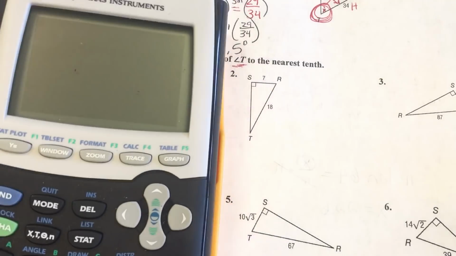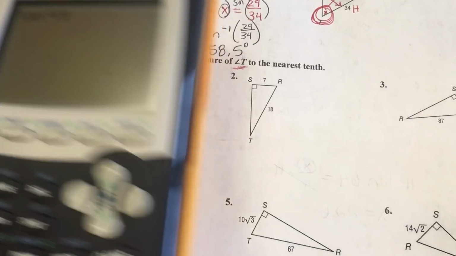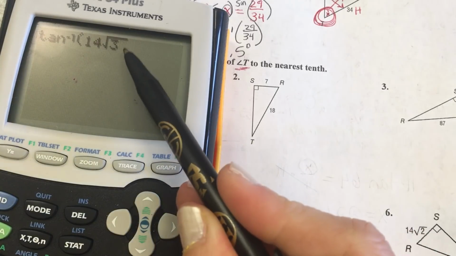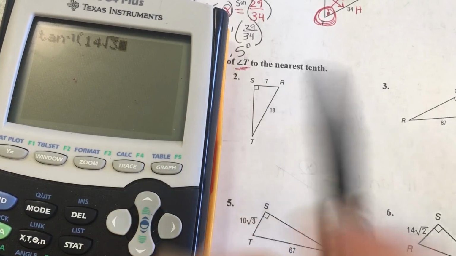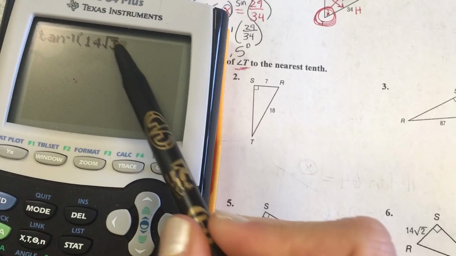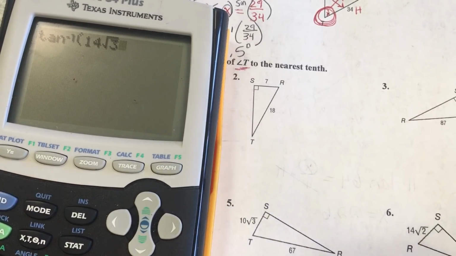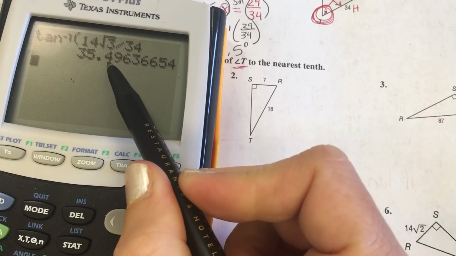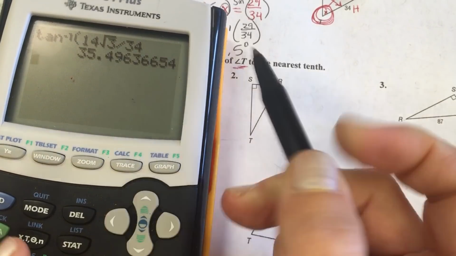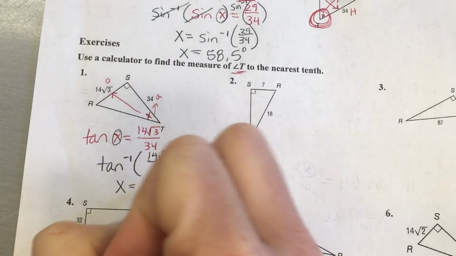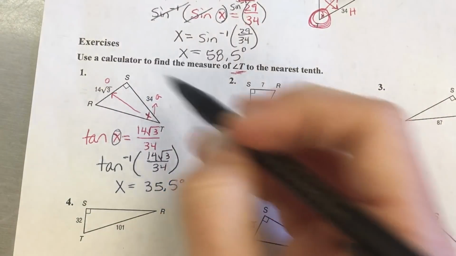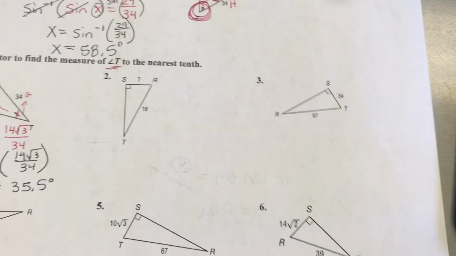All right, so let's type that in our calculator. I'm going to hit second tan, 14 square root 3. And guys, on my calculator, I have to hit the over button. On your calculators, you're going to have to close the parentheses to tell the calculator to stop doing the square root. Divided by 34, and you get 35.5 on that one. The 9 makes the 4 round up to a 5. So X is 35.5 degrees. All right, you can always go back and replay that if you need to hear it again.